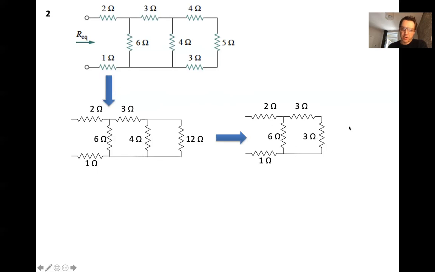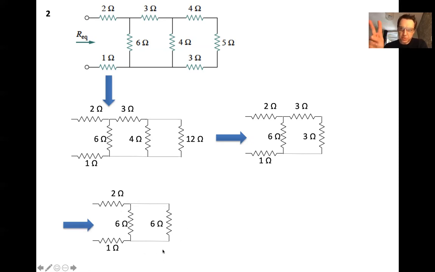So this 3 ohm resistor has replaced this parallel branch. And now we have a 6 ohms here because the 3 and the 3 are in series, so they can be reduced to a 6 ohm resistor. And now the 6 and the 6 are in parallel.